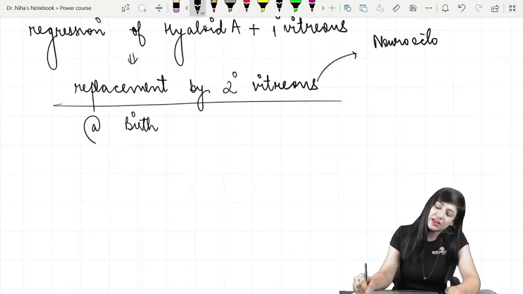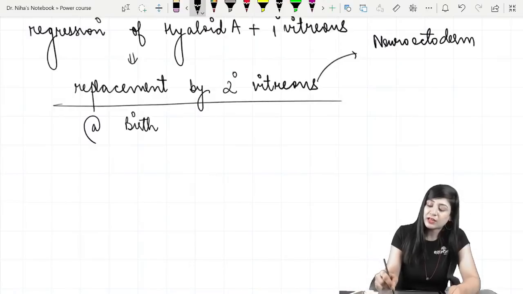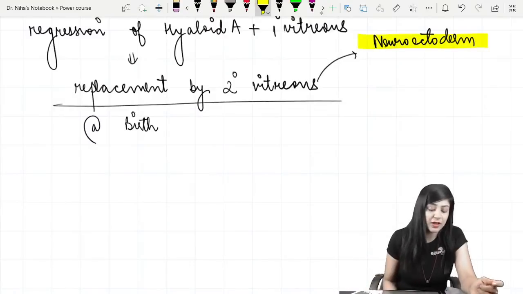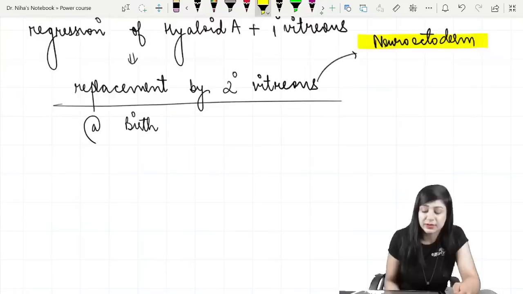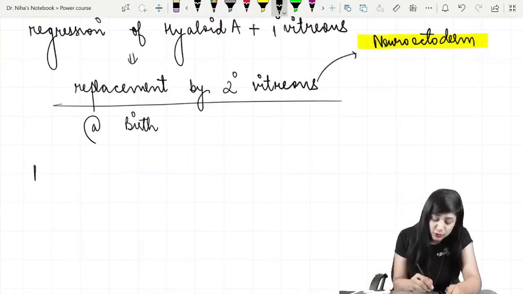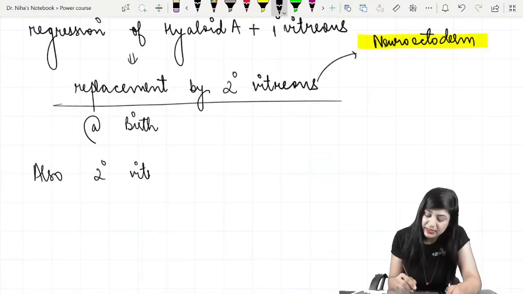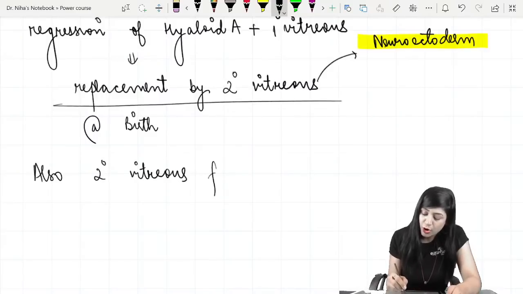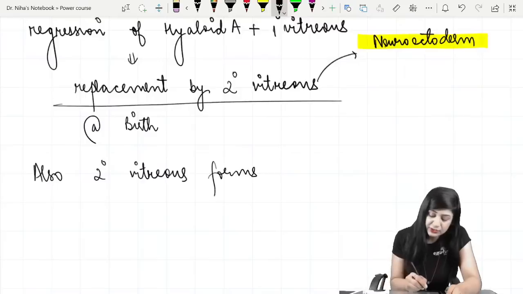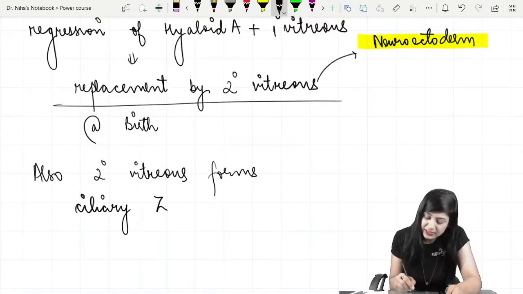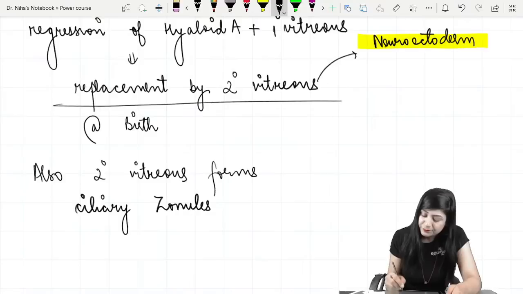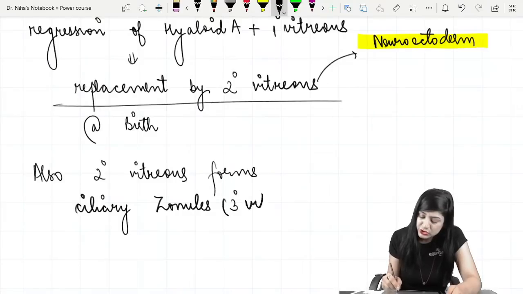This does not have any blood supply, so it is not coming from the mesoderm. Now, this is coming from neuroectoderm. Also, secondary vitreous does one more thing. Secondary vitreous forms the ciliary zonules, which is called tertiary vitreous.